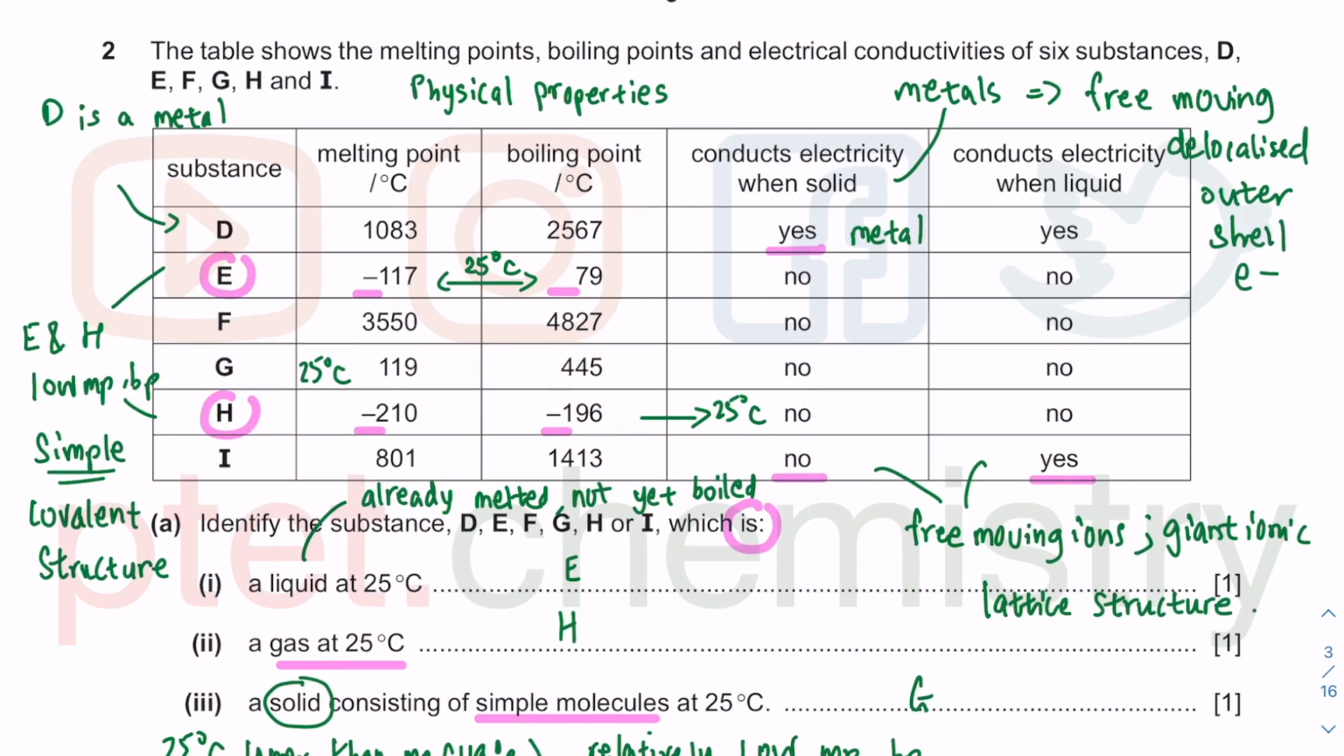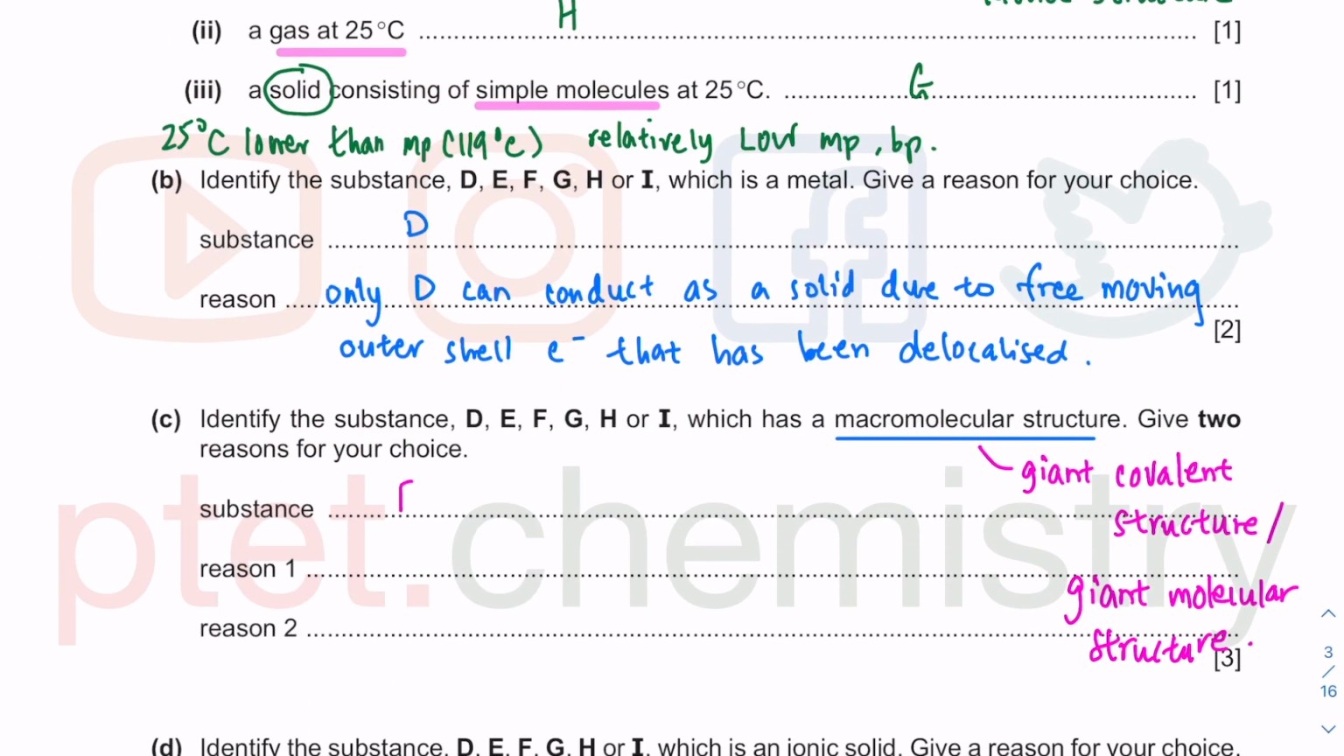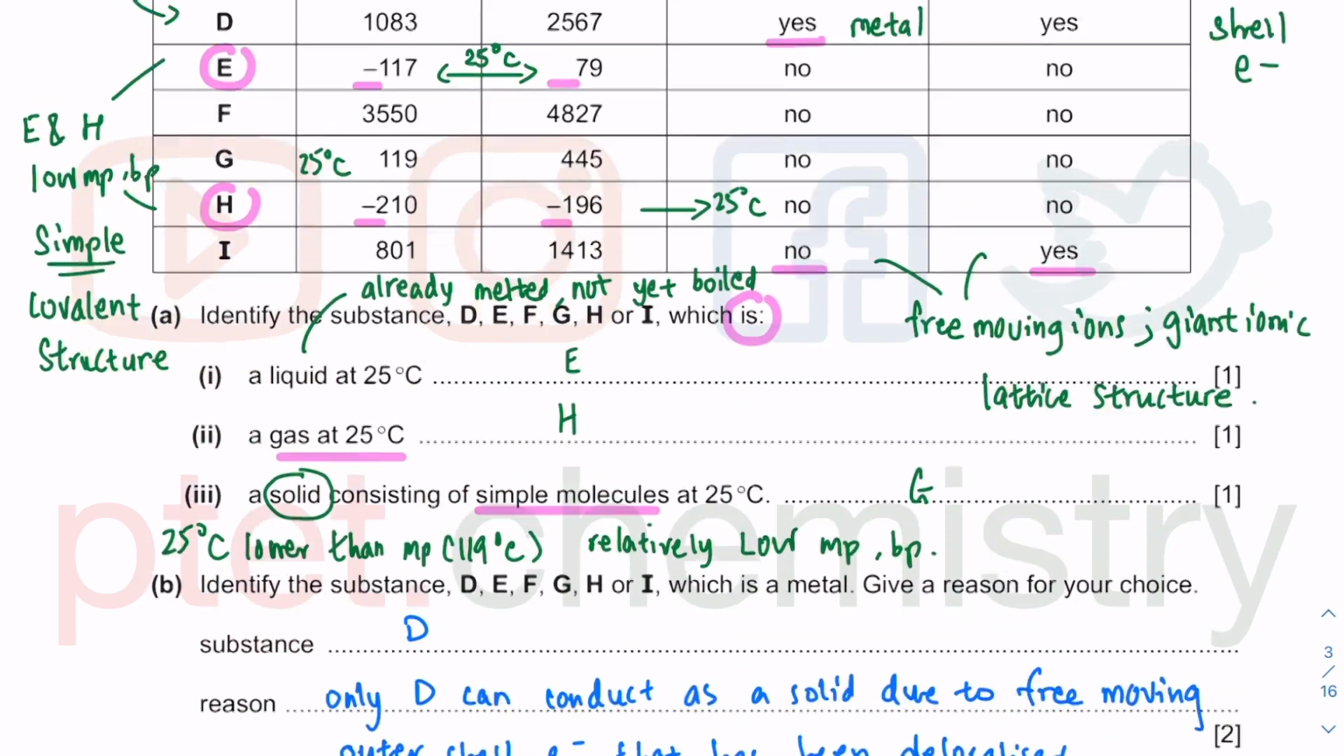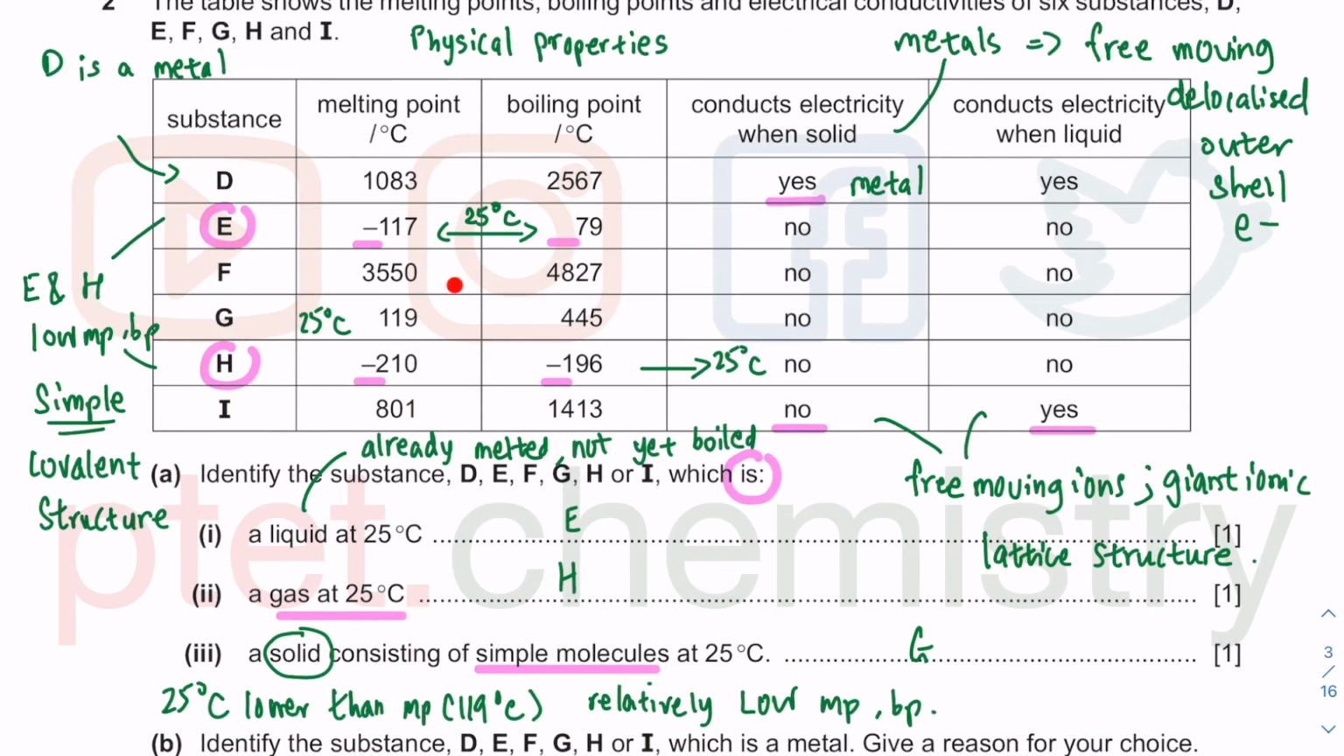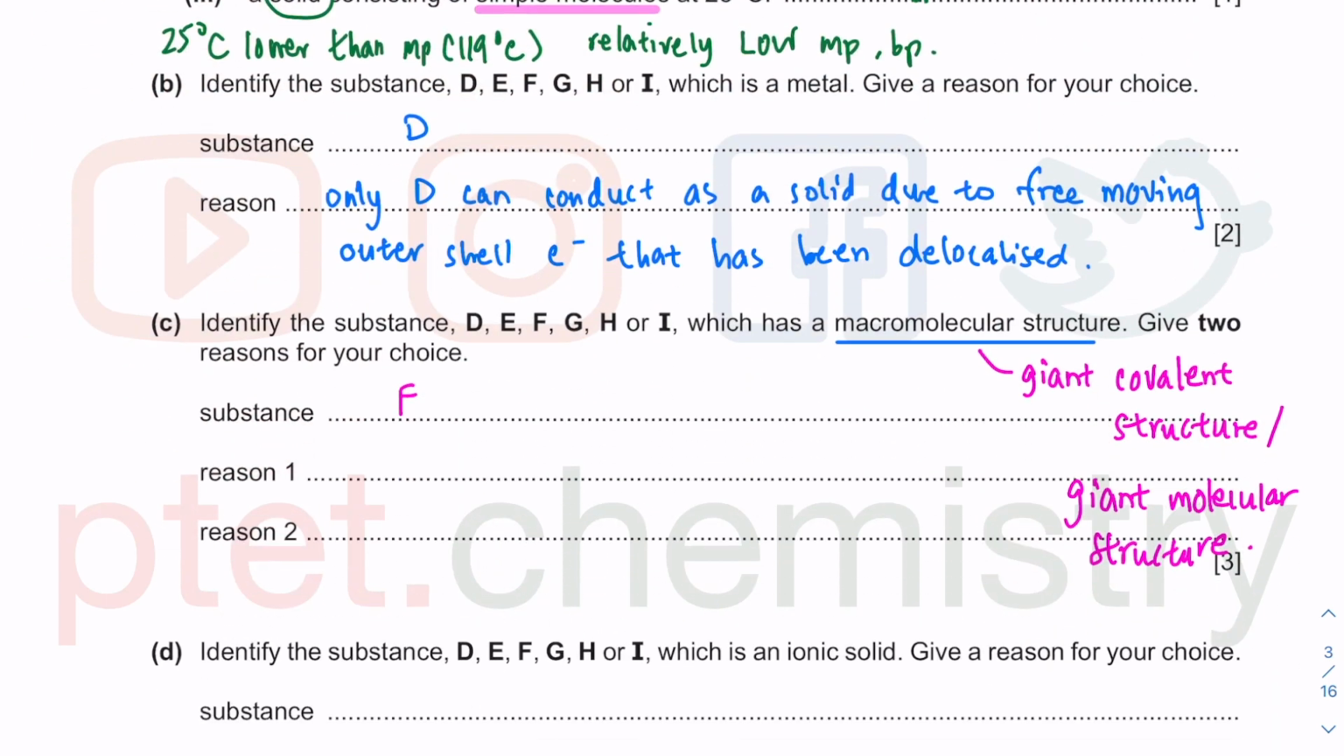Macromolecular structures will have very high melting and boiling points. We're really looking at breaking a lot of strong covalent bonds. So F will be one of it because it doesn't conduct when solid, it doesn't conduct when liquid. This is a covalent structure there. So F must be what we're looking for in terms of very high melting and boiling point, as you need a lot of energy to break many strong covalent bonds. That's factor number one.